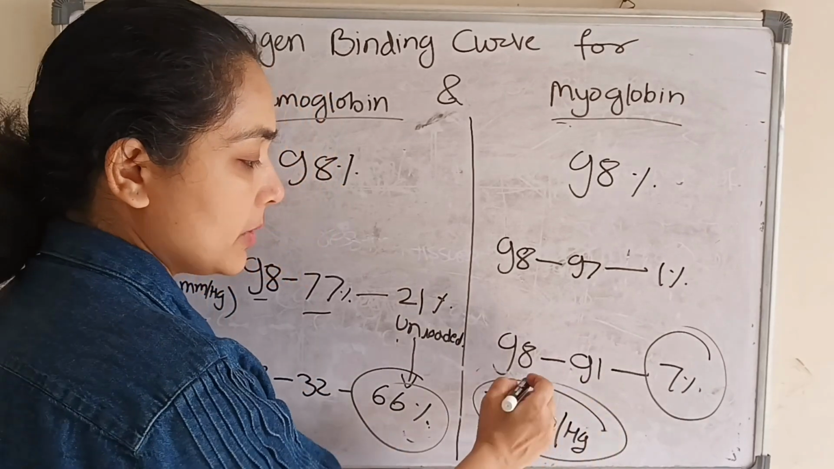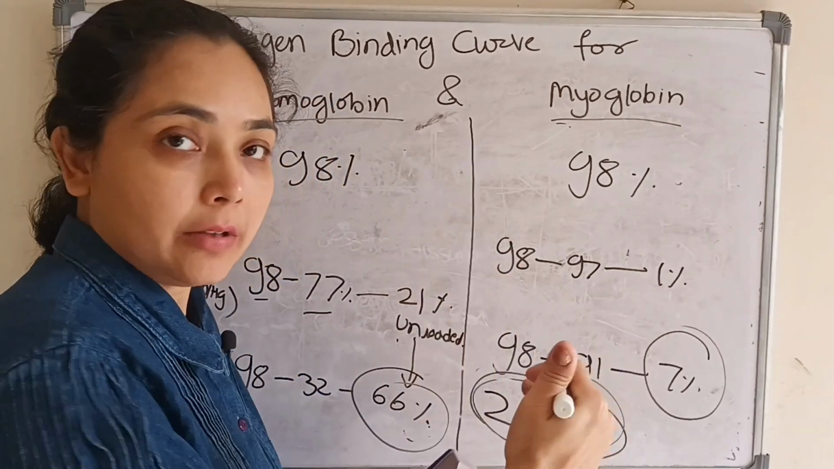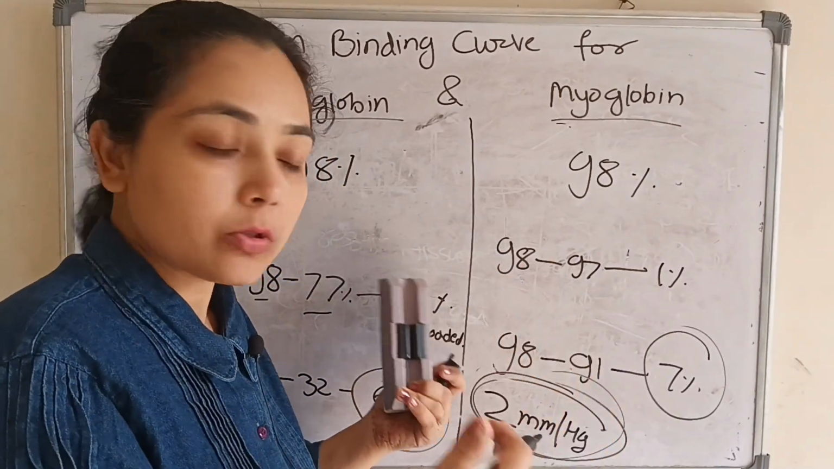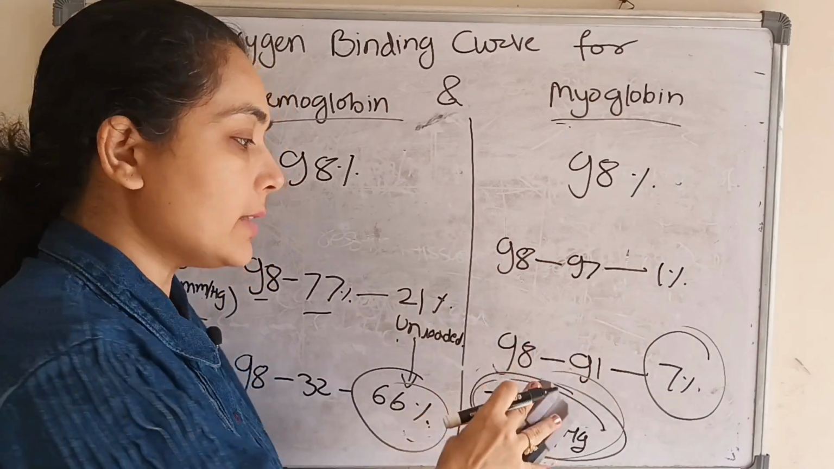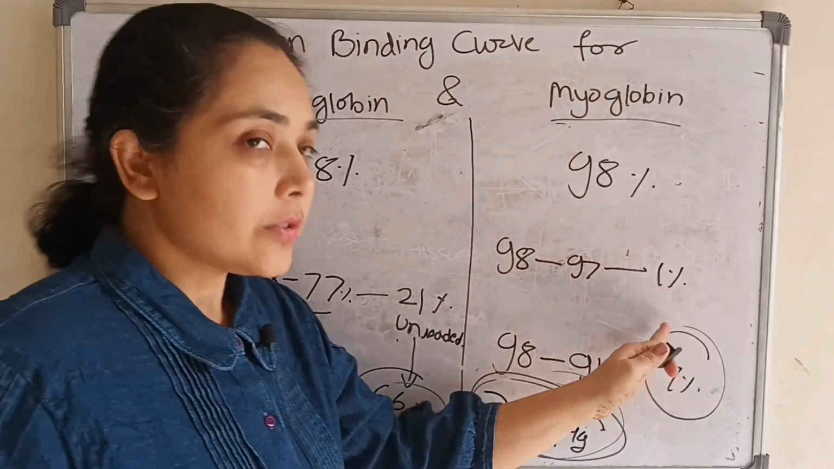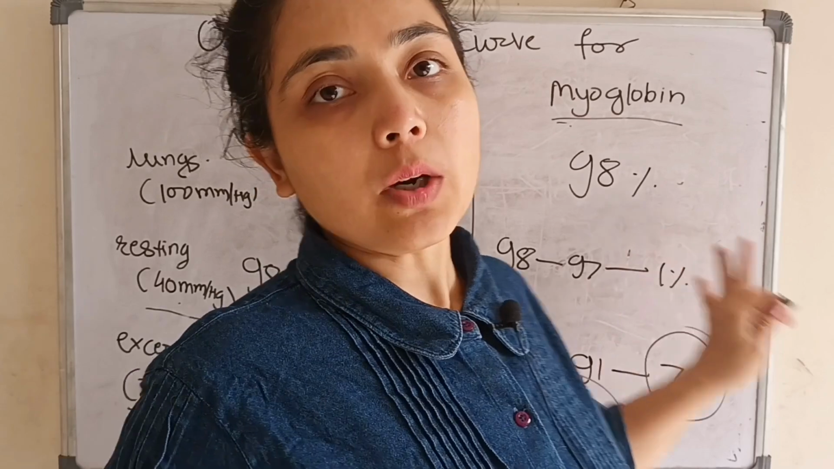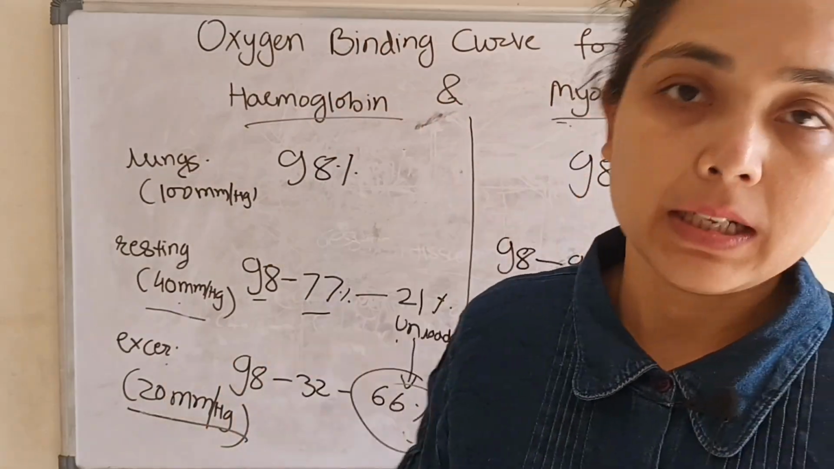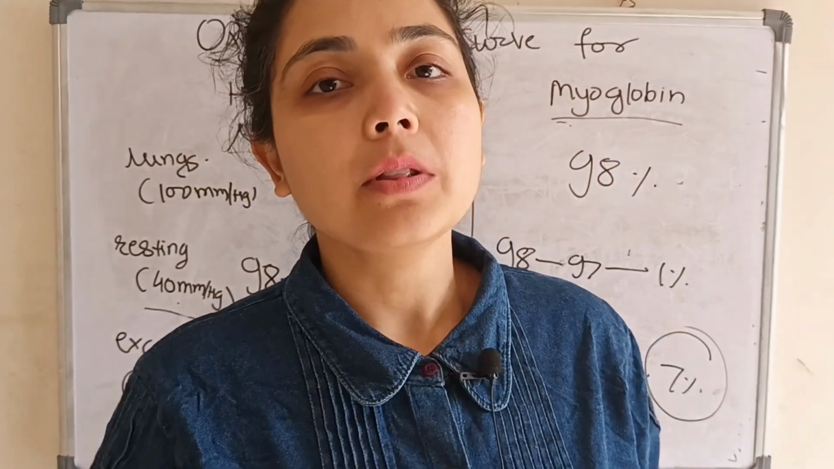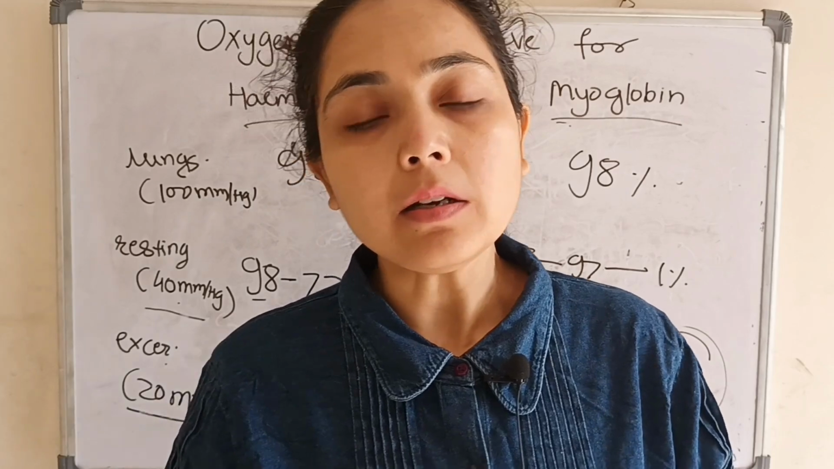Until that time, this is the need: when the hemoglobin is not able to supply, at that time myoglobin will supply. Otherwise, this value is very low. Therefore, myoglobin is used as storage, and hemoglobin is used as transport of oxygen. And depending upon this, now we will understand the curve.